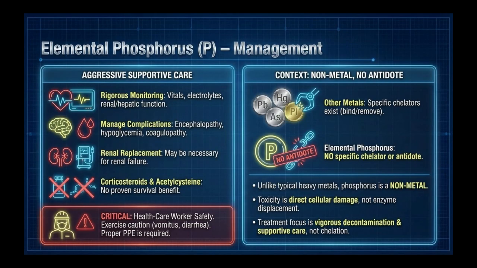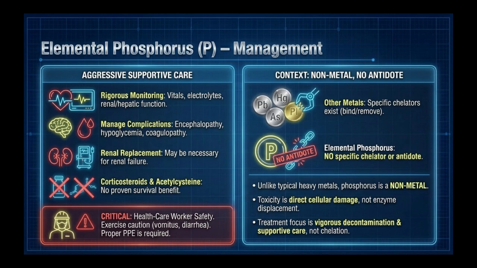Although some chelators such as N-acetylcysteine have been theoretically explored for their antioxidant properties, they have not demonstrated a significant survival benefit in cases of elemental phosphorus poisoning. The fundamental difference lies in the nature of phosphorus as a nonmetal, which influences its primary mechanisms of toxicity. Phosphorus causes direct cellular damage through protoplasmic effects, interferes with protein synthesis, and induces oxidative stress. Unlike many heavy metals, it does not simply bind to enzymes or displace essential metals.